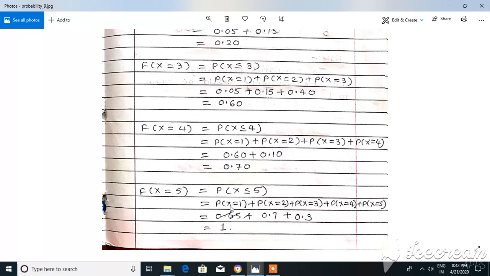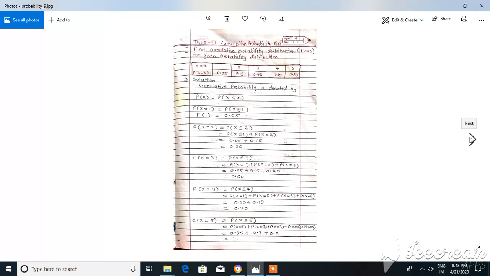And finally, if it is the last variable, directly its probability of X less than or equal to 5 is nothing but P of X equal to 1 plus P of X equal to 2 plus P of X equal to 3 plus P of X equal to 4 plus P of X equal to 5. But this probability I know it is 0.7. So 0.7 plus the last probability 0.3 gives me my answer as 1. Whenever they tell you to find the probabilities of a given function or cumulative probabilities of a given function, your last probability should be equal to 1.